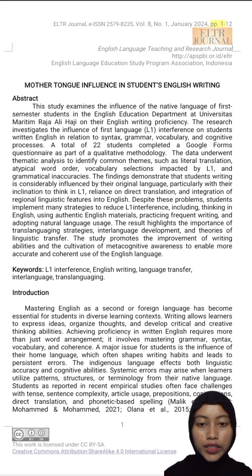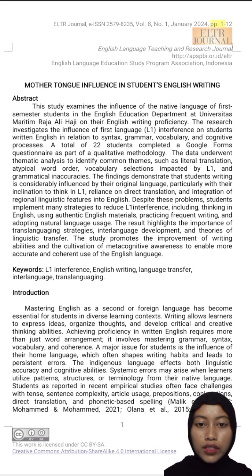Today I'll review an article from our group, titled Mother Tongue Influence in Students' English Writing. I chose this article because it investigates how a student's first language, or L1, influences their English writing. This topic is very relevant for students learning English as a second language. It helps explain why certain mistakes occur and gives practical strategies, like thinking directly in English or using translanguaging, which can be applied in the classroom.